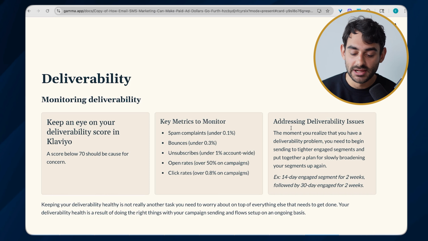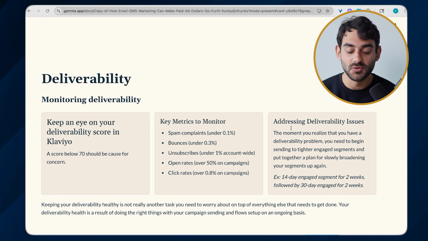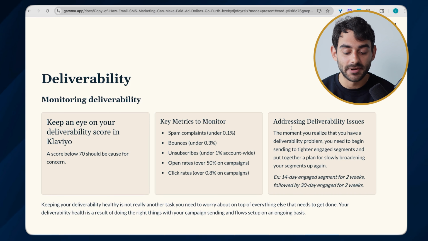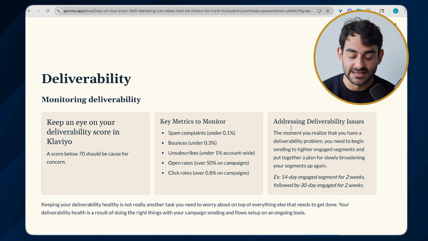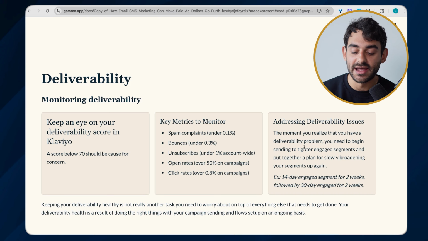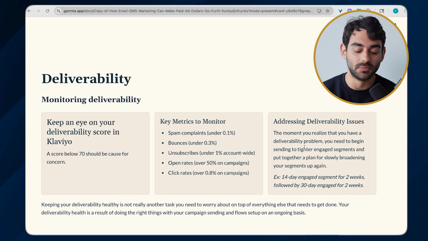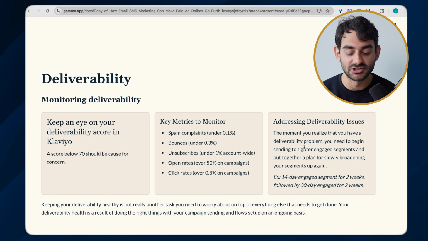Now, as soon as you realize that you might have a deliverability problem, you absolutely need to begin sending to tighter engaged segments, and you need to put together a plan to slowly broaden those segments up again. So of course, there's more details to unravel here, but at a simple level, if you think you have a deliverability issue, you need to send to small segments. That can be like a 14-day engaged segment that you would send to for 2 weeks. And then the following 2 weeks, you would broaden it up a little and send to a 30-day engaged segment, et cetera, until you can get up to 90 days.